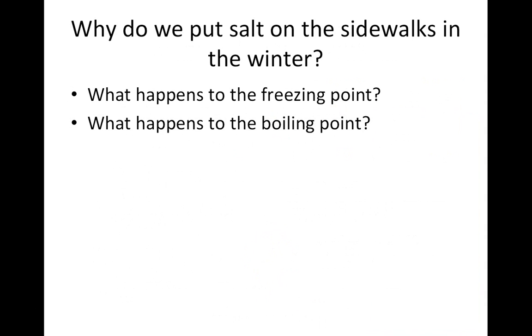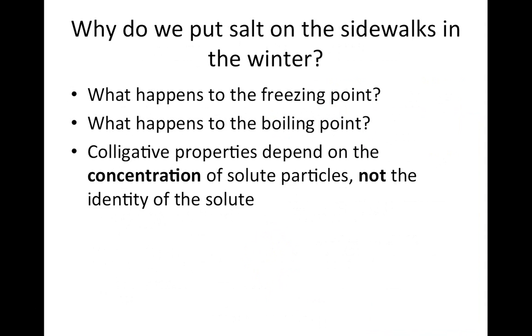Imagine what happens at the other extreme, to the boiling point. The boiling point increases, which is known as boiling point elevation. Water with salt boils at a temperature above 100 degrees Celsius. Things such as freezing point depression and boiling point elevation are called colligative properties, which are properties that depend on the concentration of solute particles, but not the specific identity of the solute.